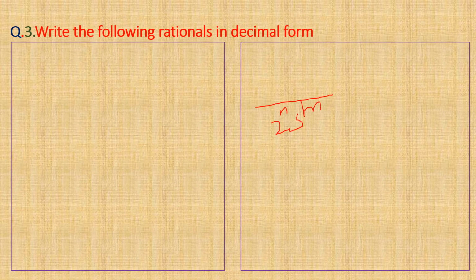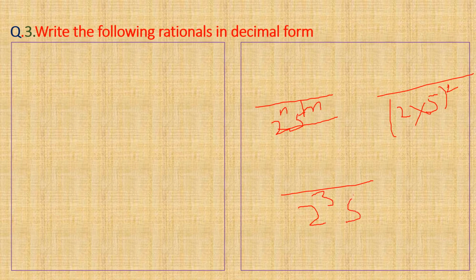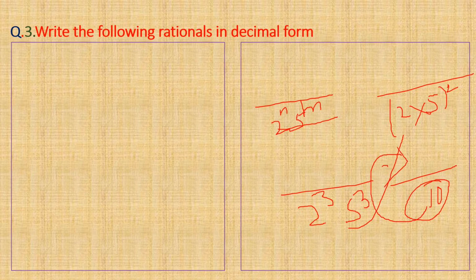Simple, children. 2 power m into 5 power m is nothing but your 10 power m only, right? Suppose I gave 2 into 5 whole square. So it is 10 square, which is nothing but 100, right? Whatever number it is, 2 cube into 5 cube, all are converting into a 10 multiple only. So if the denominator is a 10 multiple, then we can easily convert this p by q form into a decimal form by counting the number of zeros in the denominator and putting the decimal point in the numerator. Clear?